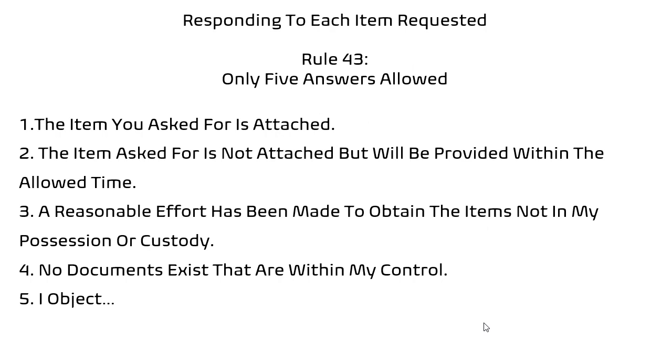Number one, simple. The item you asked for is attached. You asked for it, here it is. Number two, the item you asked for is not attached, but will be provided within the allowed time. So this is if you're giving the production package, but you don't quite have a document that they asked for, but you know you're going to get it within the time allowed. So you just say number two. Number three is very important.